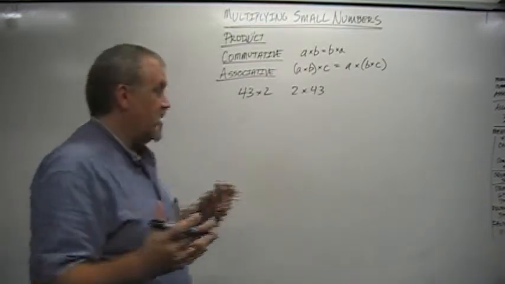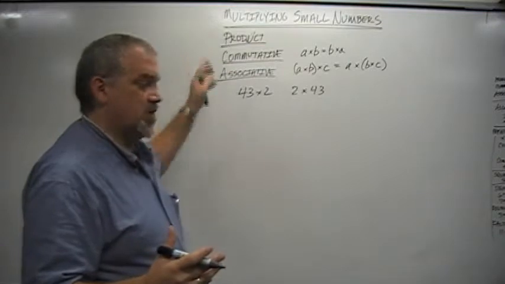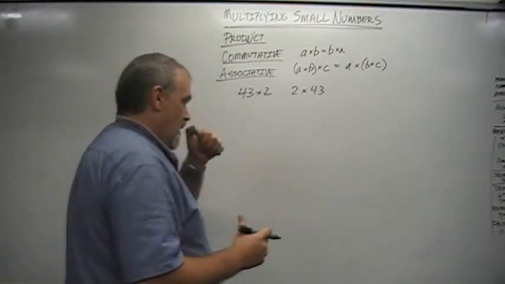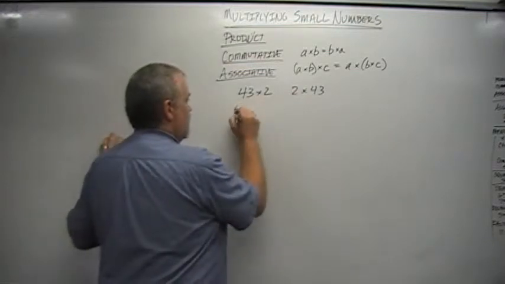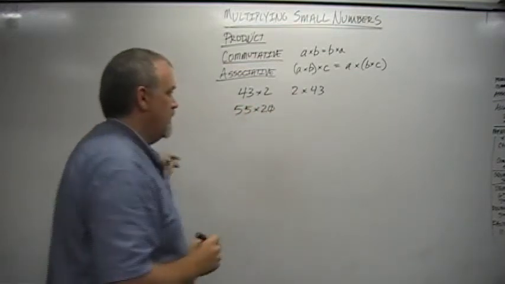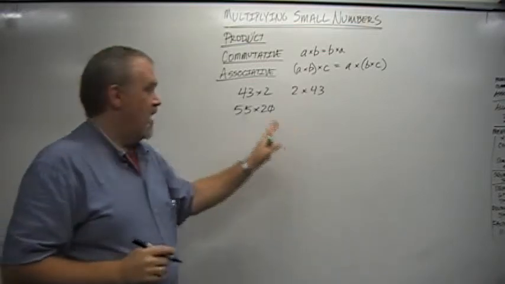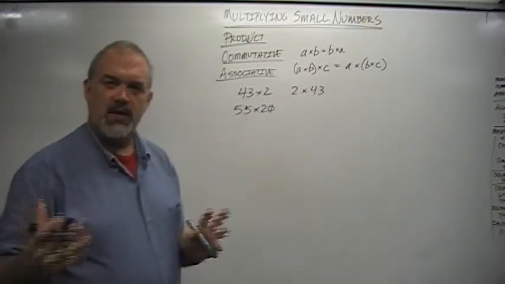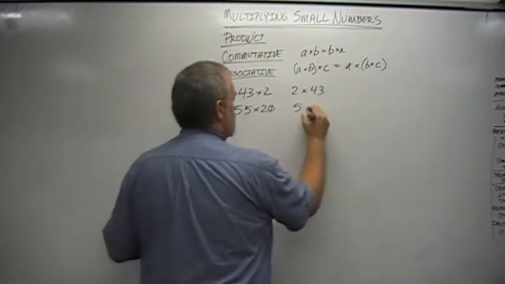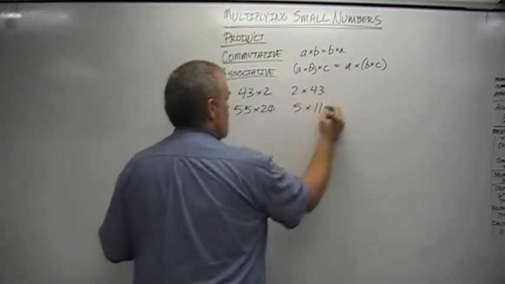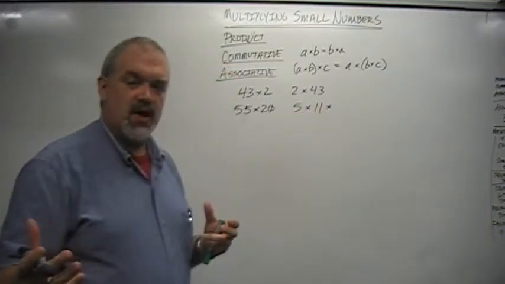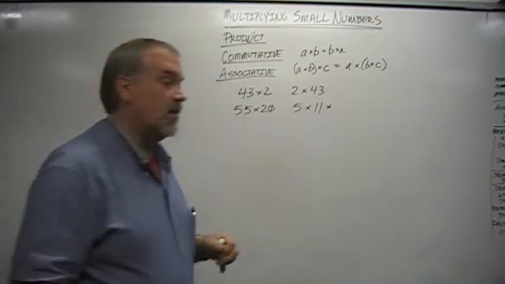Another mental strategy, as I said, is using the associative and the commutative laws together. So, for example, if we had 55 times 20, we can break those up. 55 is what? What do you think of when you think of 55? Well, we think of maybe 5 times 11. And then we say times, and 20, probably one of the quickest ones you'd think of would be 2 times 10, right?